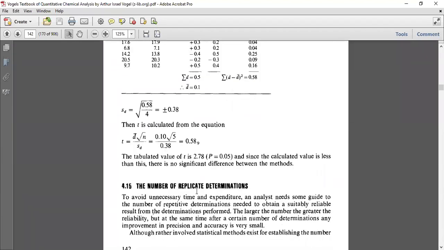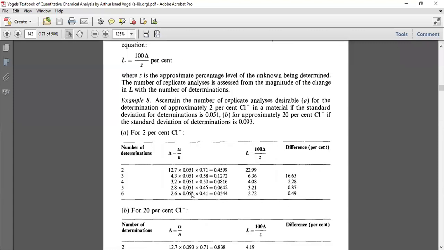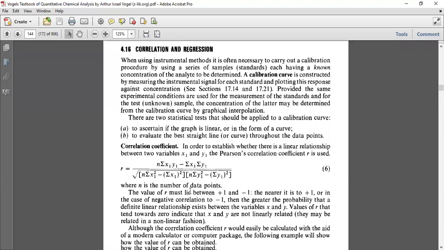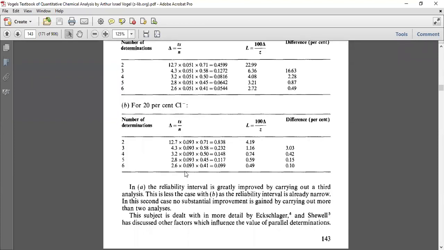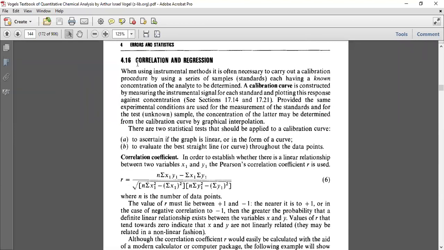Number of replicate determinations we don't have in the exam, it is not in the syllabus. See, this is the important point. Correlation and regression. Suppose, for correlation and regression R square value, in analysis practical we are doing a calibration curve, absorbance versus concentration. We will check linearity, and that R square value should come close to 1. If R square is 1, then we can say that all the points are linear. So that point is here, correlation and regression.